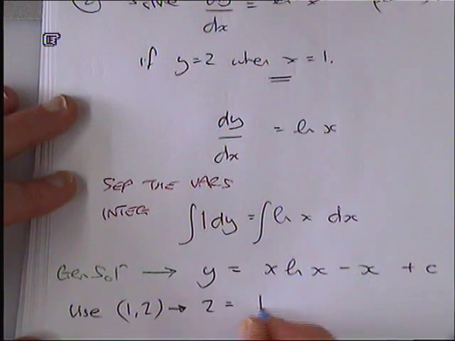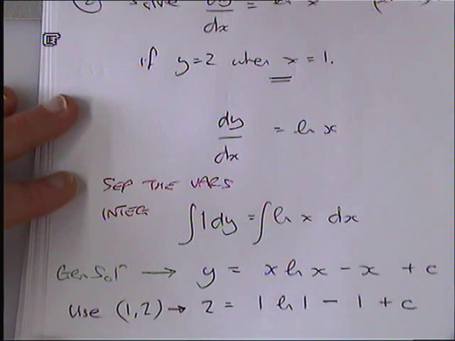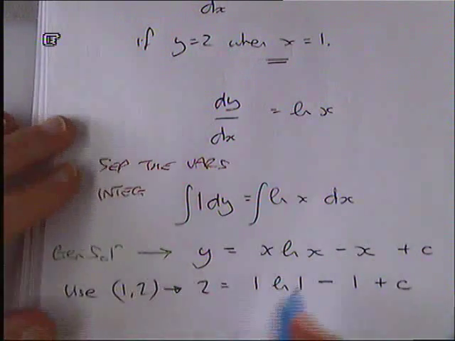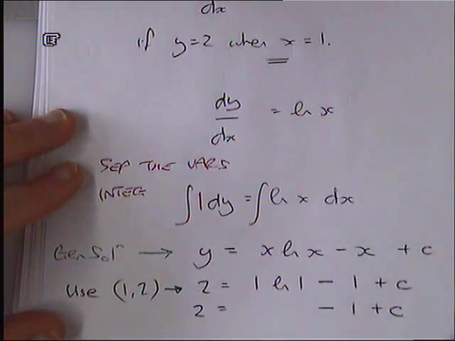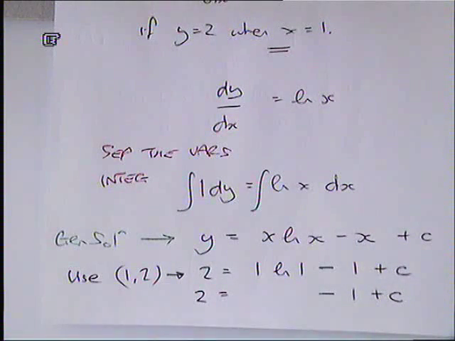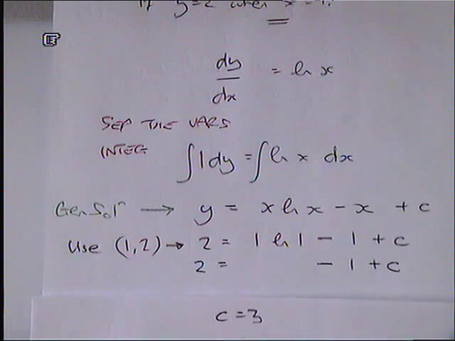So y equals x log x minus x plus c. What is log 1? 0. So that bit there is 0. So I get 2 equals 0 minus 1 plus c. So what must c be? What do you take 1 away from to get an answer of 2? 3. So c must be equal to 3.